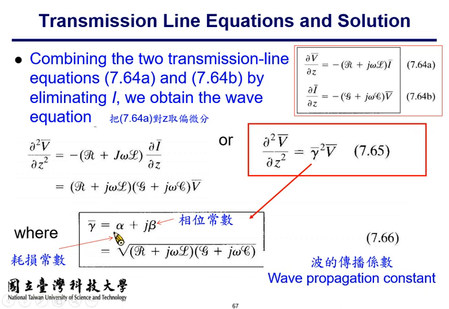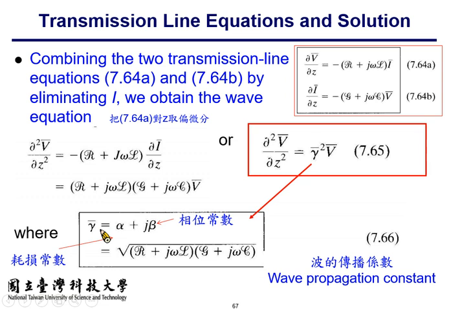So gamma is referred to as the propagation constant. It's a combination of the attenuation constant alpha and the phase constant beta. And so the propagation constant gamma is a complex number. The real part is referred to as the attenuation constant, which stands for the loss in the transmission line.